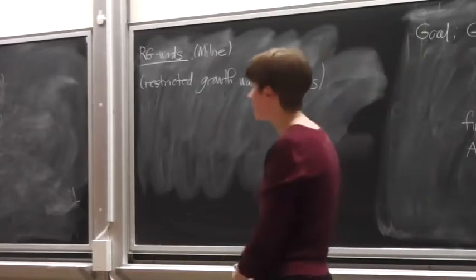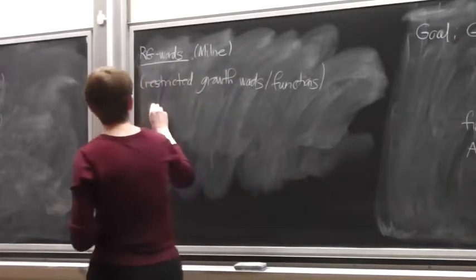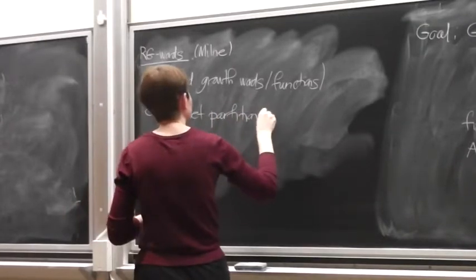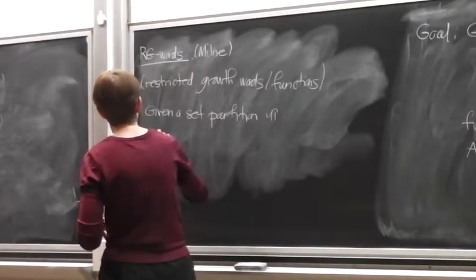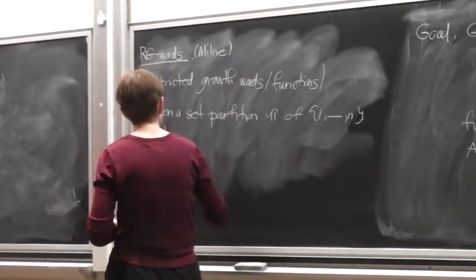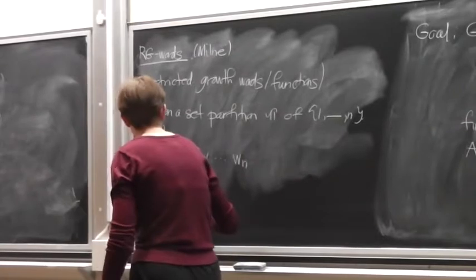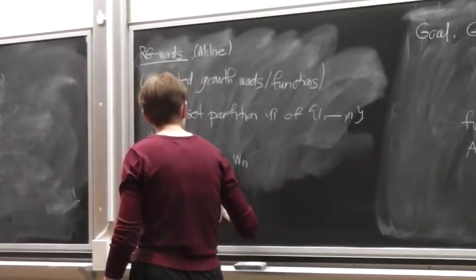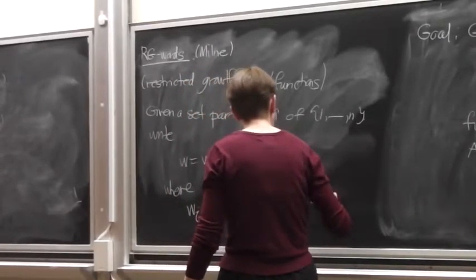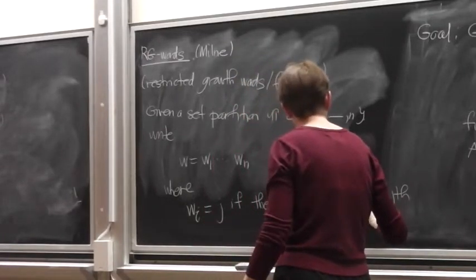So what I want to do is, given a set partition, let's write F1 through N. We're going to write a word of length n, where the ith entry, wi, is going to be j if the element i occurs in the jth block. So we're counting from left to right.